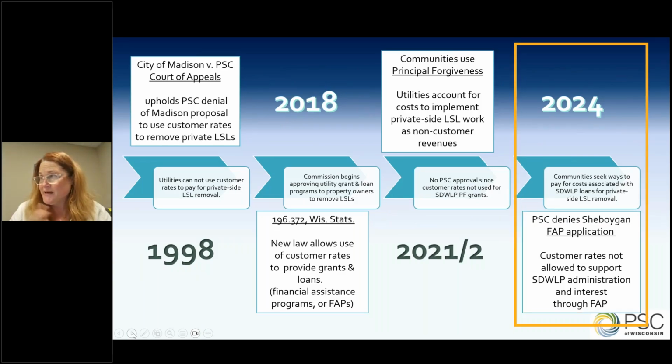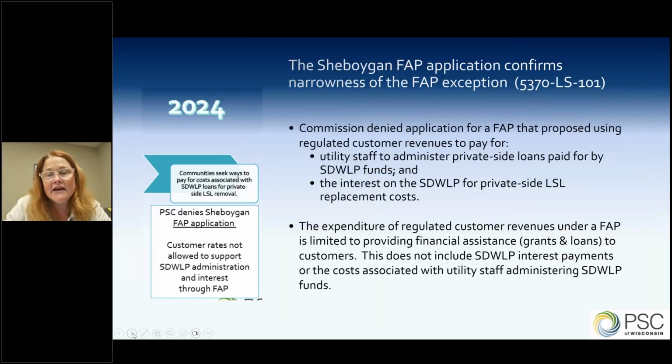And then we got to 2024, which is the era that we're in now as well, which is when the city of Sheboygan had an existing financial assistance program. So they had already received approval from the commission to create one of those internal-to-the-utility grants and loans programs using regulated customer revenue. They wanted to expand that program to not only create financial assistance for customers, so not just to give grants and loans, but also to pay for additional costs associated with their overall administration of safe drinking water loan funds that were coming to them.